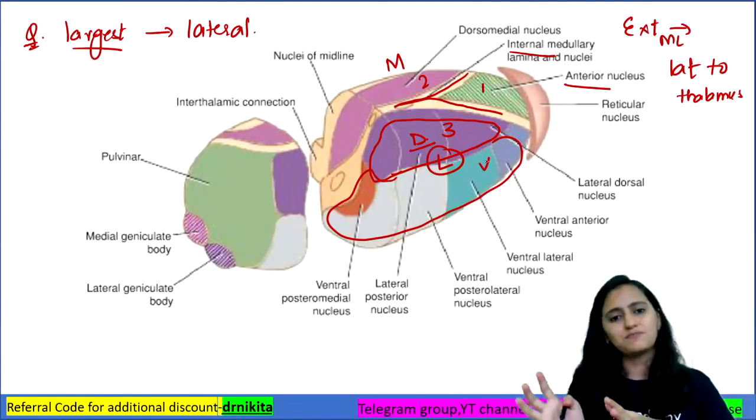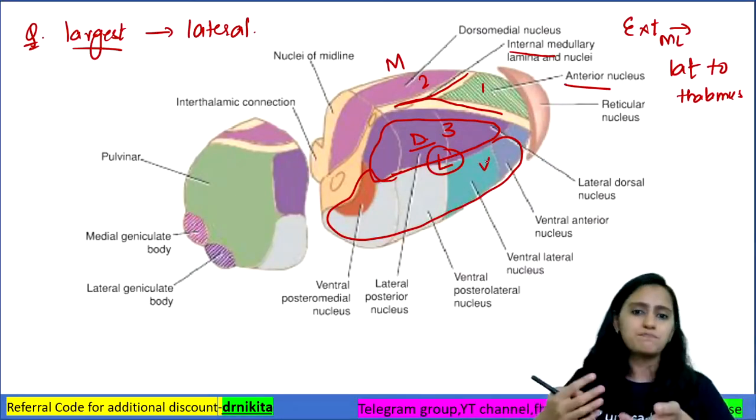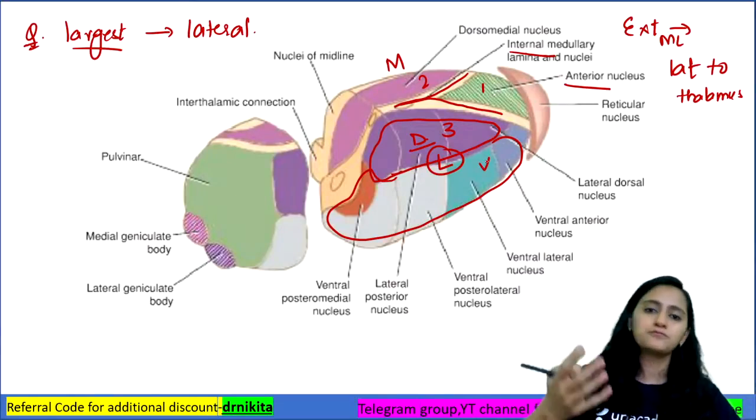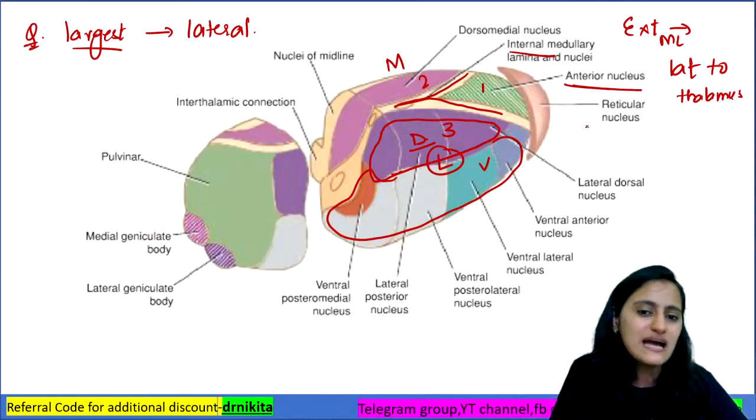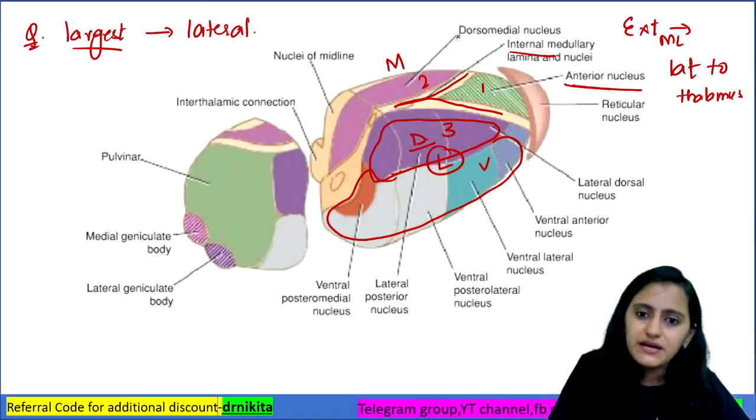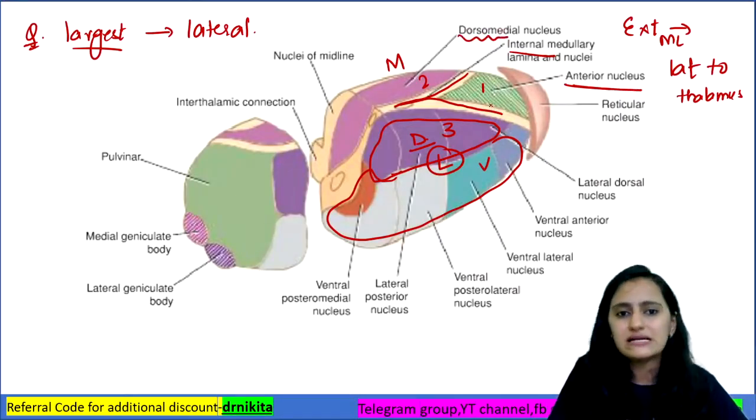So in the lateral part itself, you have two subparts, that is ventral and dorsal, because it is the largest. In the anterior part you have only one, which is the anterior nucleus. In the medial part you have the dorsomedial nucleus, right? These are the important nuclei.